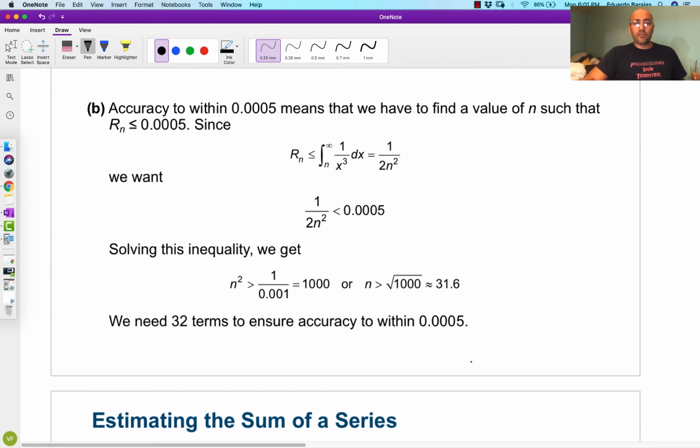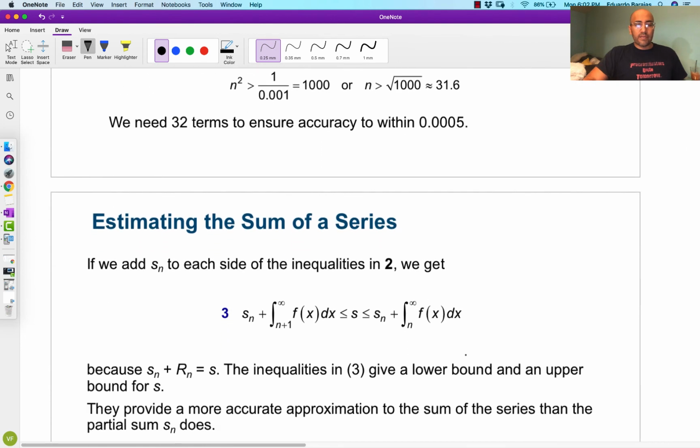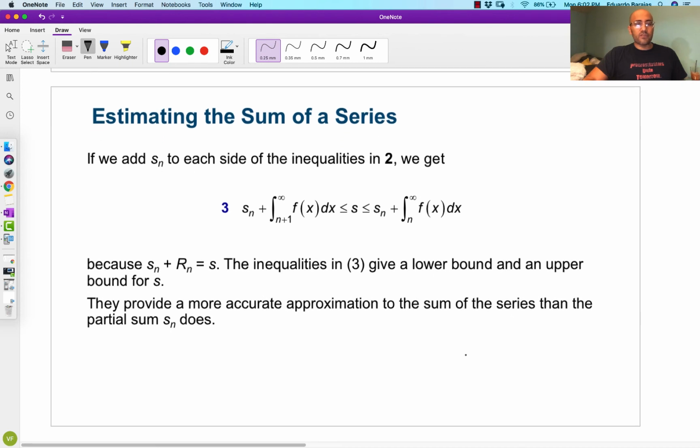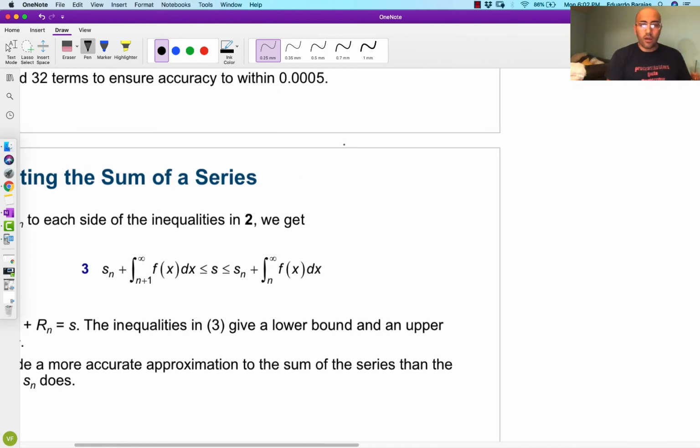So we need the first 32 terms. If we sum up the first 32 terms, that summation will give us a value that is within 0.0005 of the real value of S. Good, good, good. Okay, final thing in this section, estimating the sum of a series. So if we add S sub n to each side of the inequalities up in number 2, we get that this is true, right? Let me refresh your memory on some of this notation.